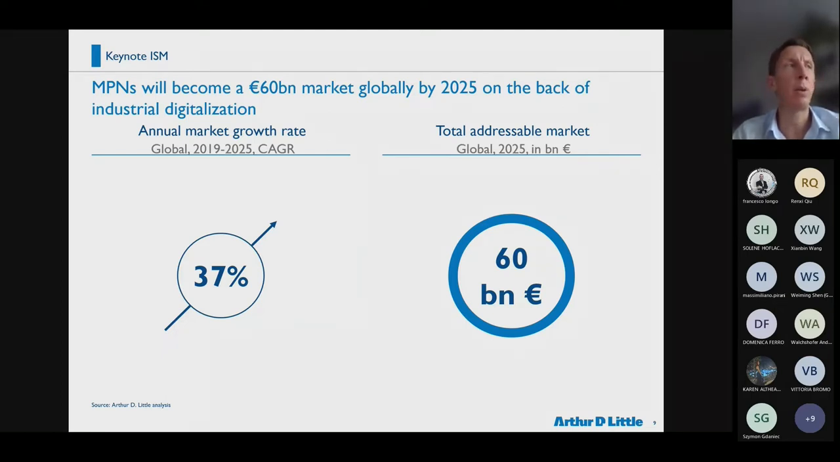Also, if you look into the appetite of the vendors, the large equipment vendors, but also the new kids on the block, and the investment and the funding that goes into those companies is significant on that front. So we're very confident that the market will reach a level of 50 plus billion by 2025.